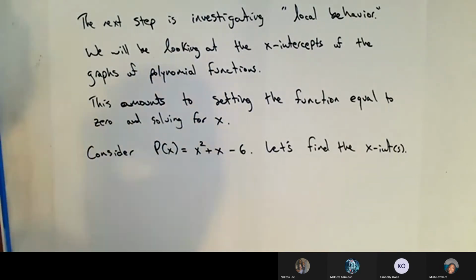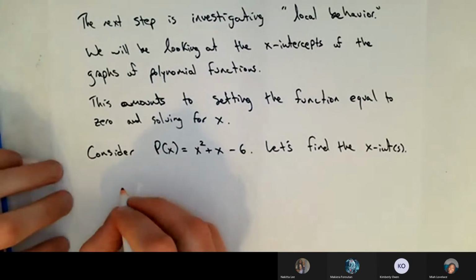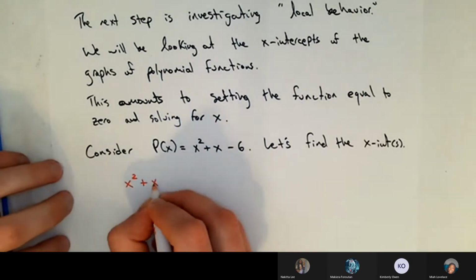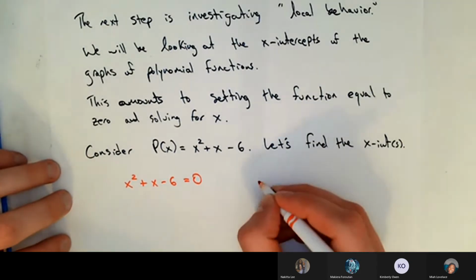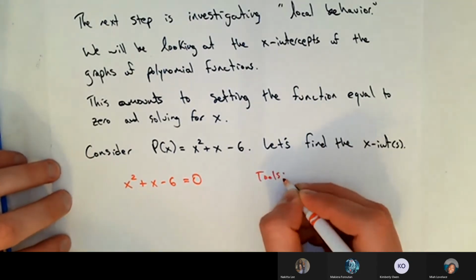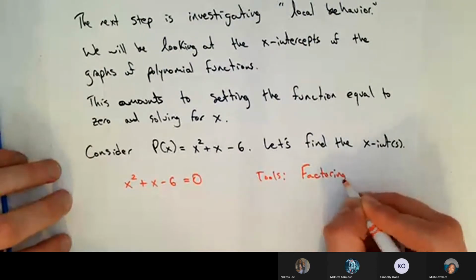So what do we do? We set the function equal to 0 and solve for x. So x squared plus x minus 6 equals 0. Solve for x. How do you solve this for x? Well, we have tools. First tool is factoring.